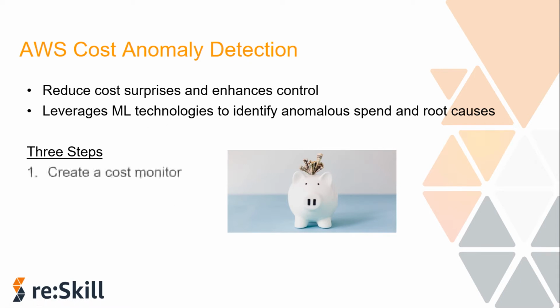First is to create a cost monitor. The cost monitor creation process will allow you to create the spend segments and evaluate the spend anomalies at a preferred granular level. For example, if you want to evaluate your production account separately from your development accounts, you would choose a specific linked or member account, an individual cost category value, or an individual cost allocation tag as your cost monitor, so that you can monitor them separately.